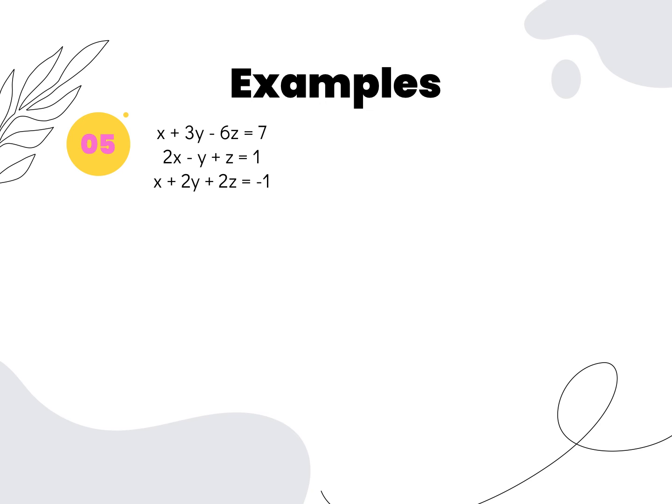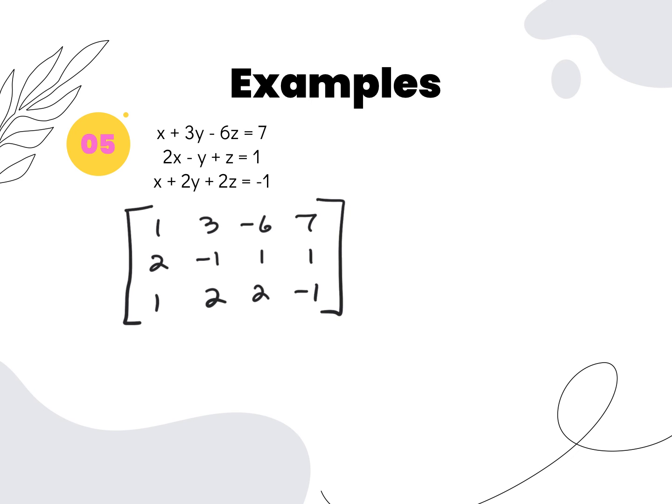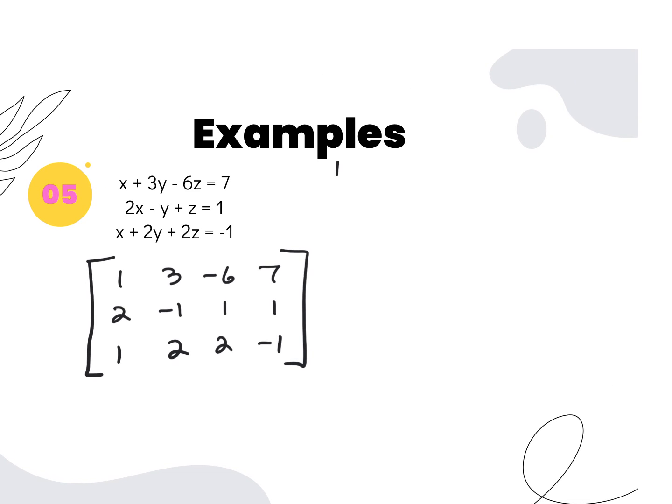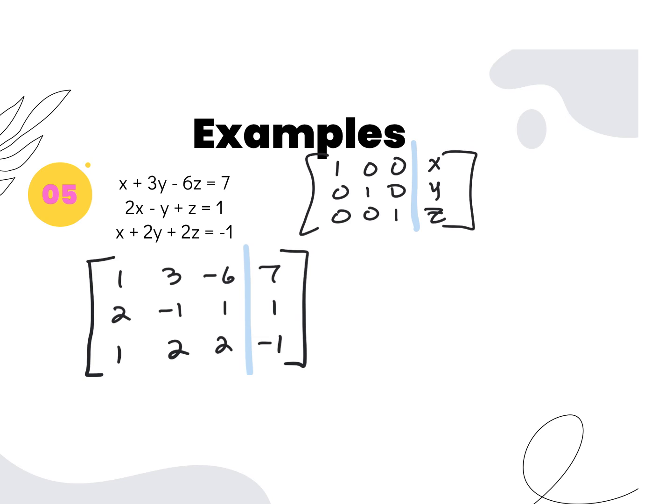So again, only write the coefficients. So for the first equation, I've got 1, 3, -6, +7. Then 2, -1, +1, +1. 1, 2, 2, -1. Now again, remember what we're working for is to get it to look like this. This is our goal, is to get it in that order with the 1 straight down this diagonal.